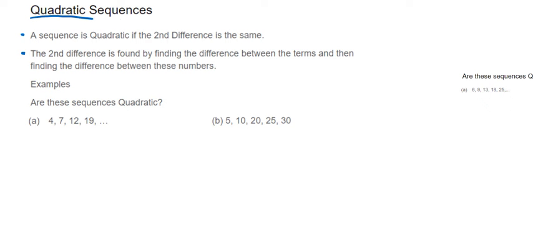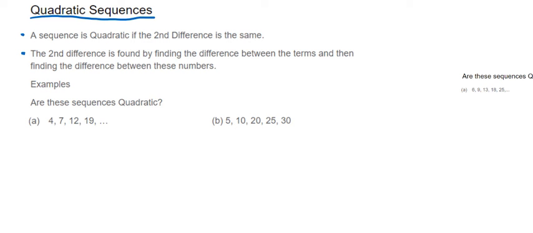But anyway, quadratic sequences are different to linear sequences. You should really have looked at linear sequences before you look at quadratic sequences. This anyway is how we figure out if a sequence is quadratic or not. So look at the examples here.